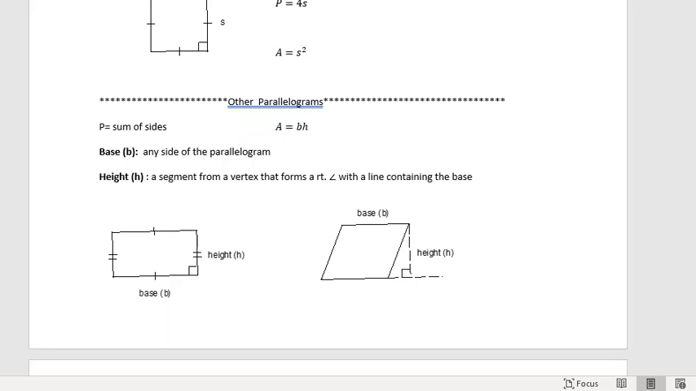In any parallelogram, the perimeter is the sum of the sides. The base is any side of the parallelogram, and the height is a segment that goes from the vertex that forms a right angle with a line containing the base. All right, area is base times height.